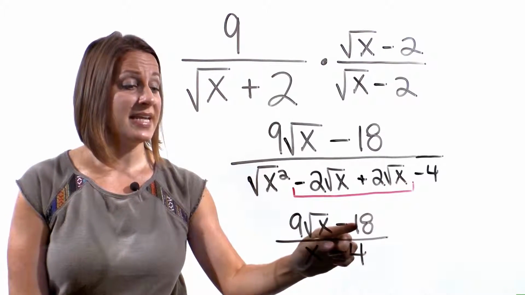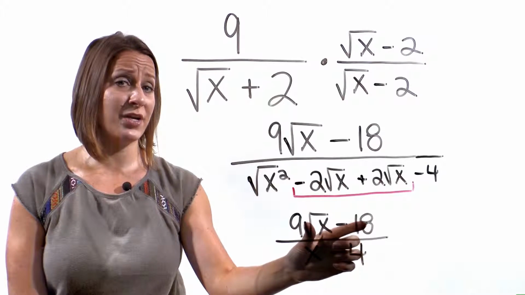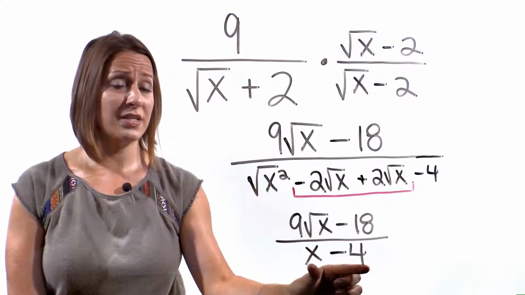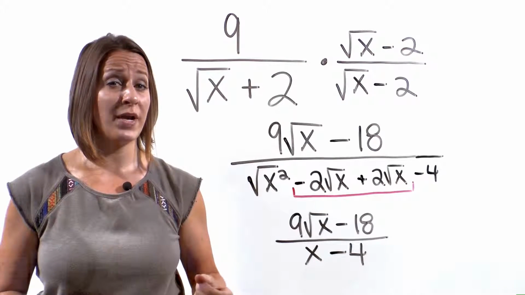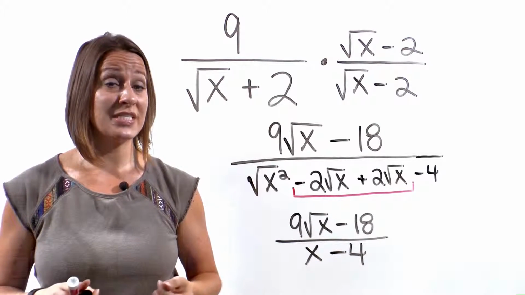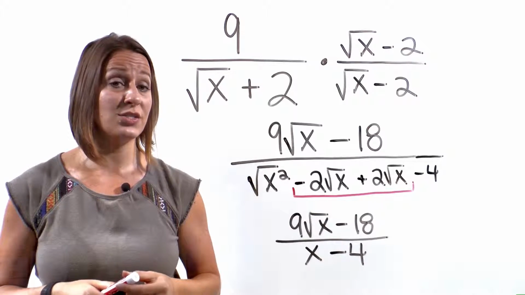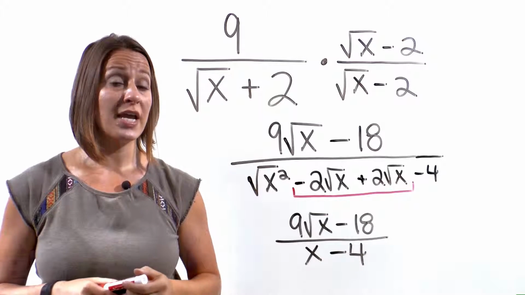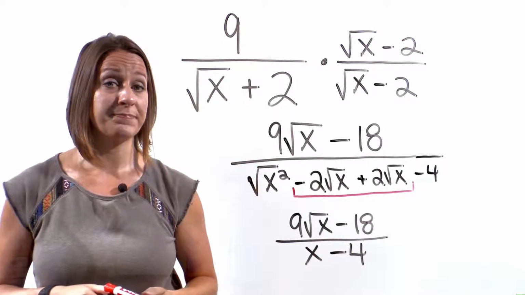Now, because the 18 is a part of this top binomial, we cannot simplify it with the 4 in the denominator because that's part of its own binomial. So the final answer to this problem is 9 square roots of x minus 18 over x minus 4.